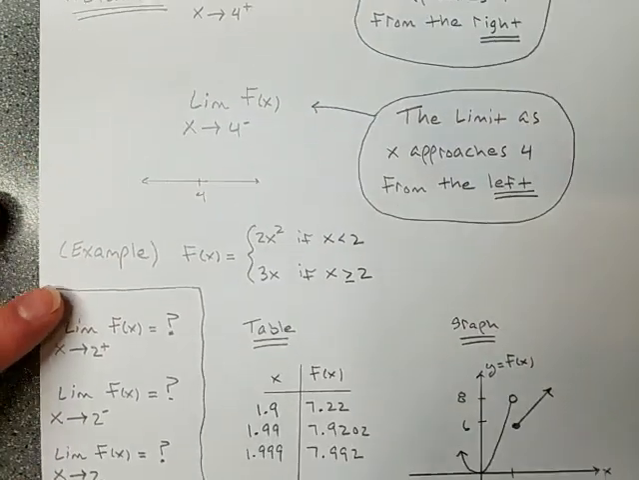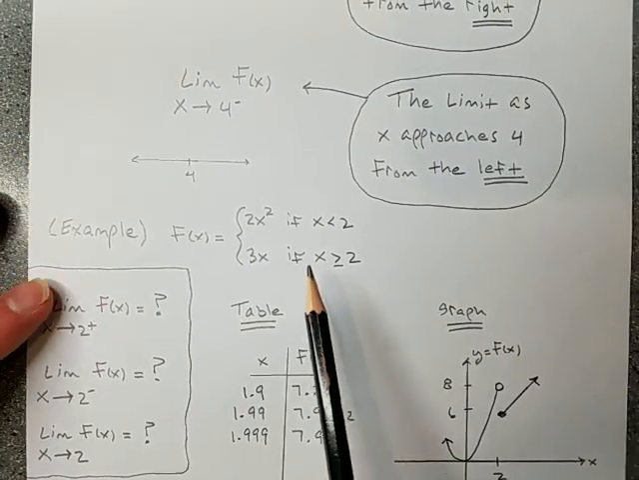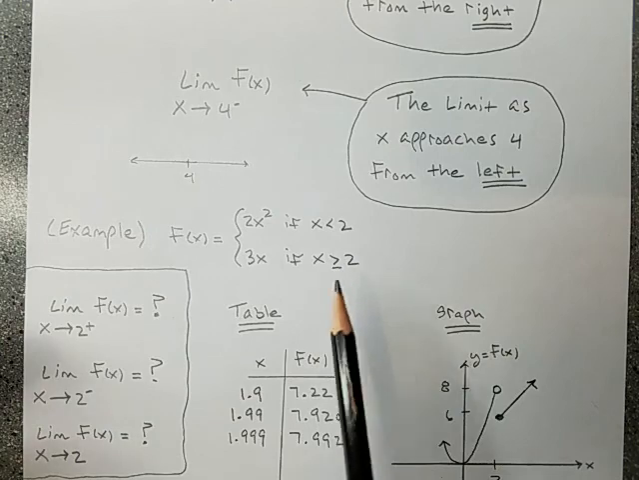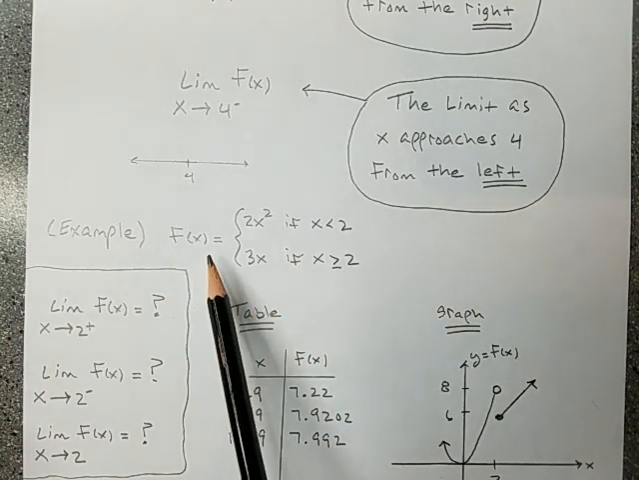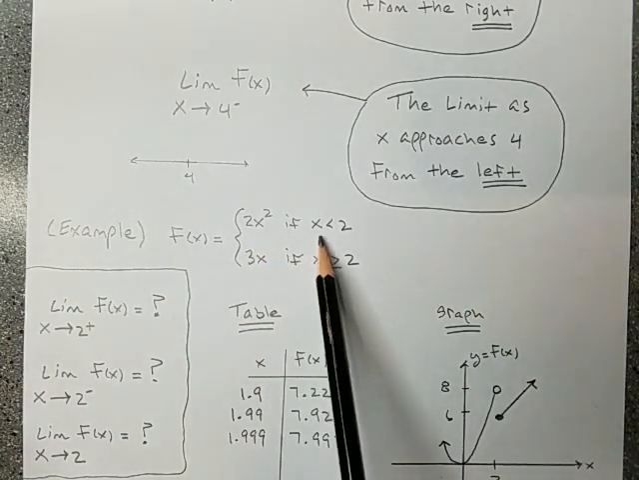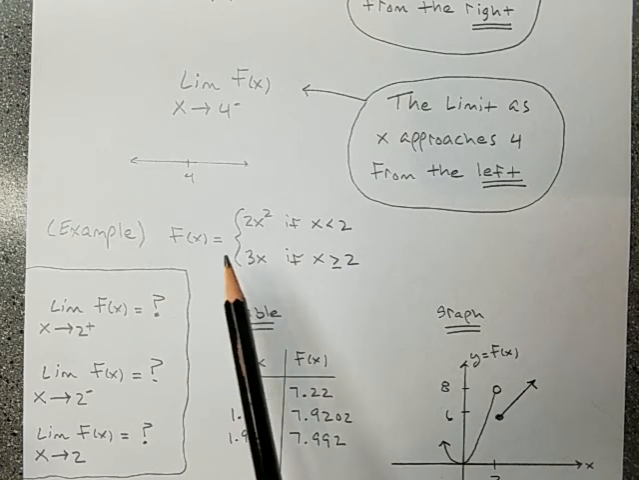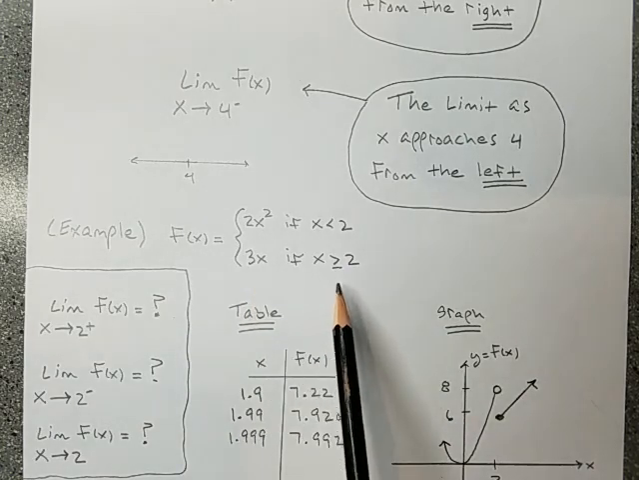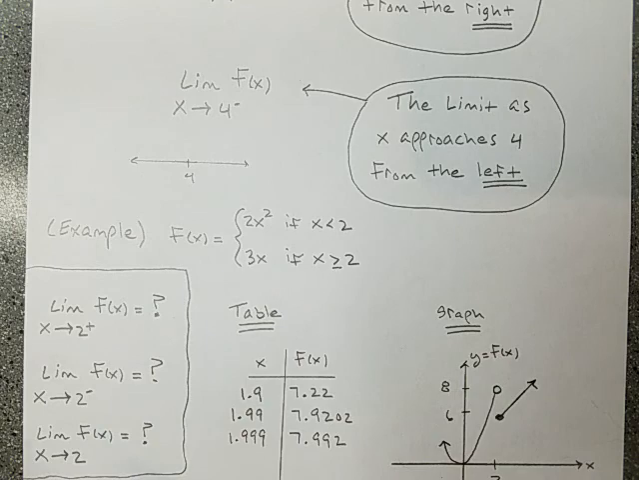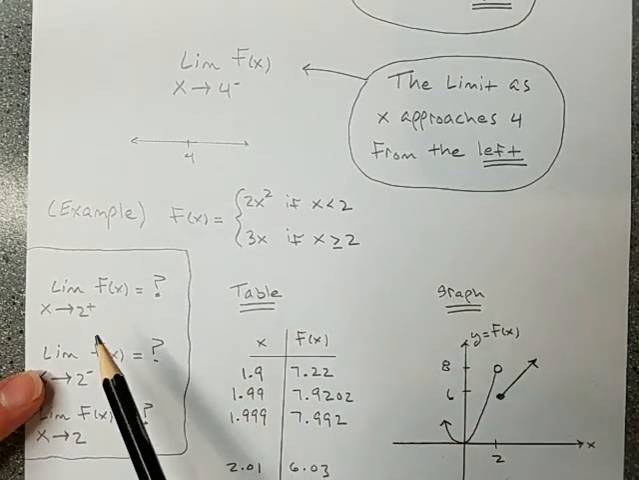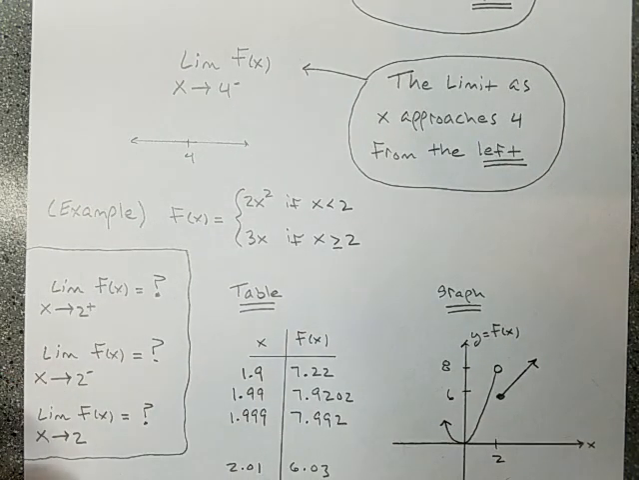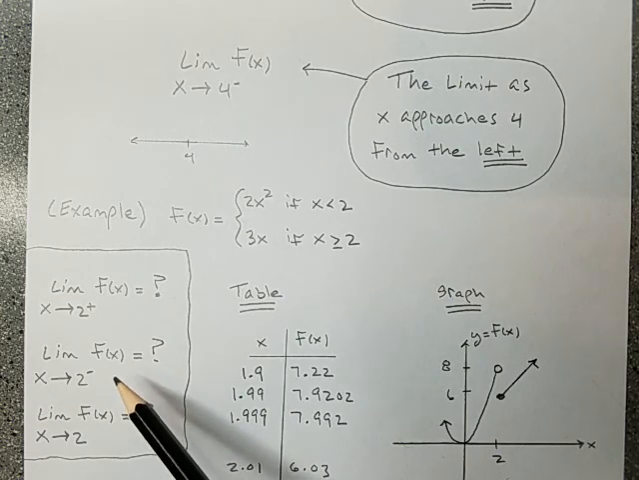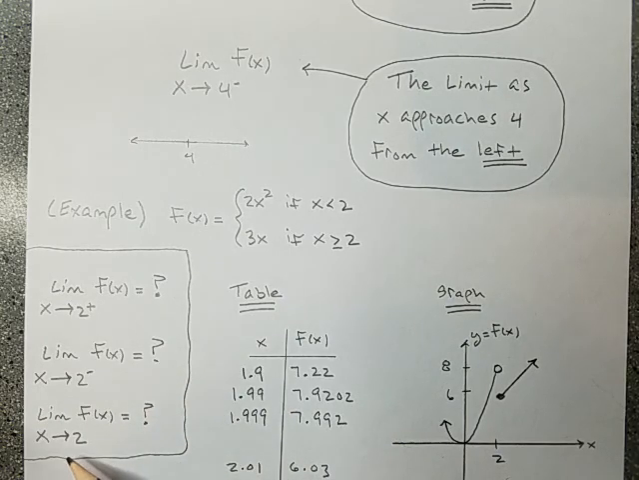So suppose I give you this function, and for this we'll deal with a piecewise function. It says y is 2x squared if x is less than 2, and y is 3x if x is greater than or equal to 2. Okay? And I ask you, what's the limit as x approaches 2 from the right and from the left? And maybe just to review, the limit as x approaches 2 as it is.